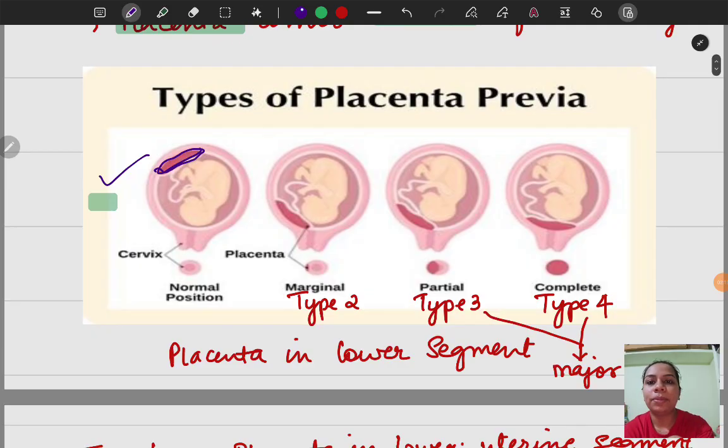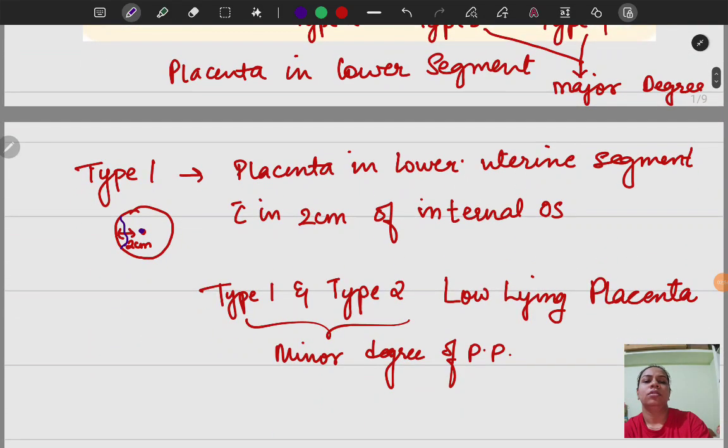In type 2 what happens? Type 2 placenta previa where marginal, okay, this is the internal os here, okay, this margin is getting covered in marginal type, that is type 2. Then comes the type 3, also called as partial. So the internal os is partially covered with the placenta. So this comes as a type 3 placenta previa. And type 4 is complete. So completely the os is covered with placenta. So these are the 4 types.